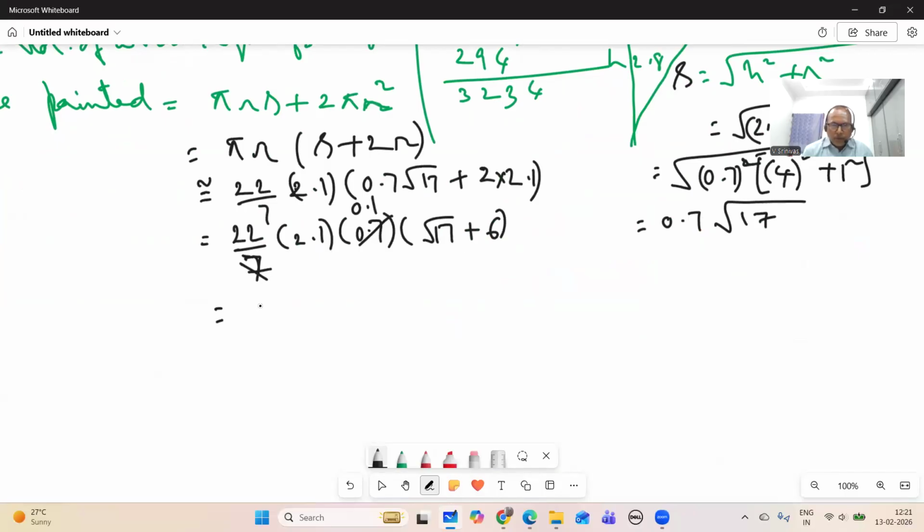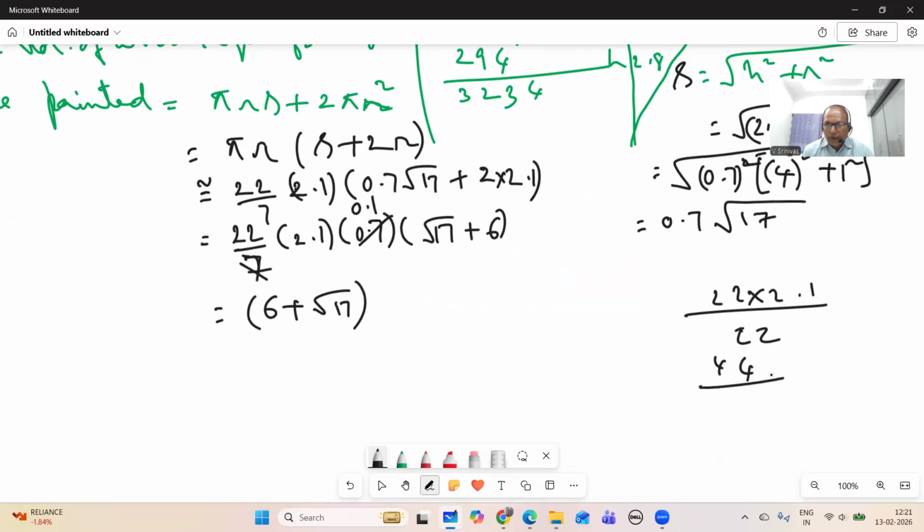6 plus root 17 into 22 into 2.1 into 1. That is how much? 22 into 2.1 is how much? 1 into 22, 2 22s are 44. If you add, you get 2, 6, 4. And it is 22 into 2. Okay, 462 into 1, 462.